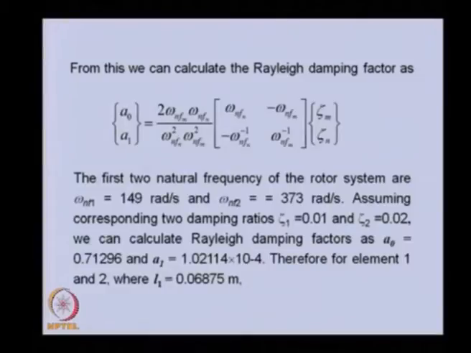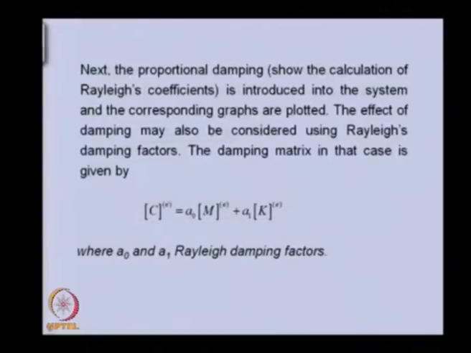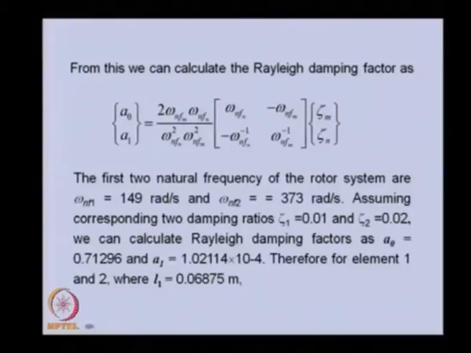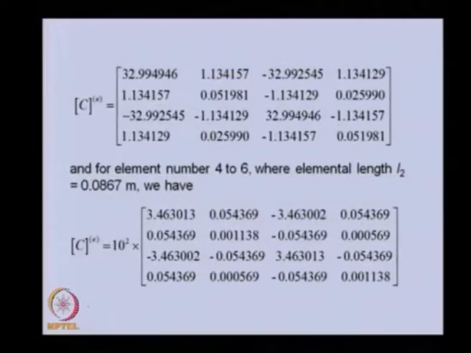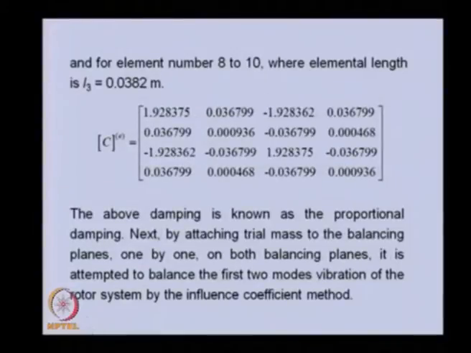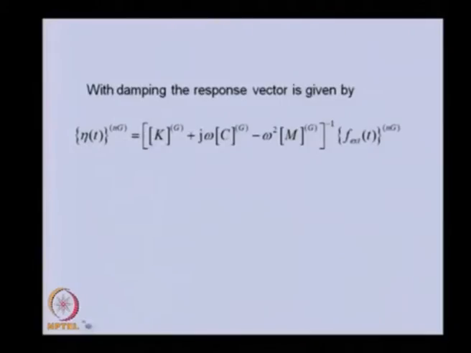Once we have these factors, we can generate the damping matrix in terms of the mass and stiffness matrices. So this is the damping matrix for elements 1 and 2, then this is for 4 to 6, and this for 8 to 10. These damping matrices we also included in the equation of motion, and the forced vibration response will change like this. This will be the additional term coming because of the damping, while the other analysis will remain the same.